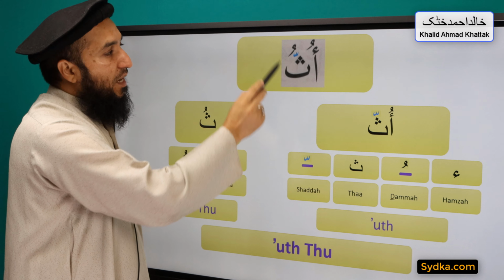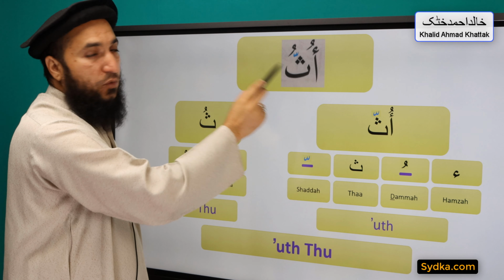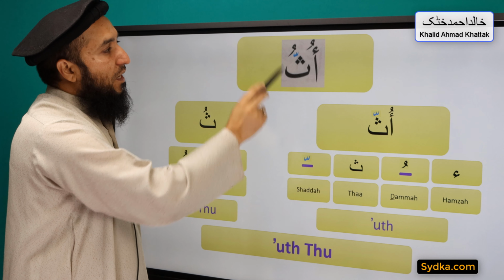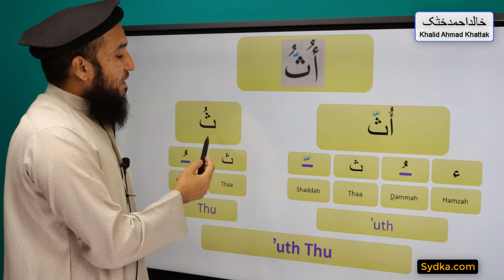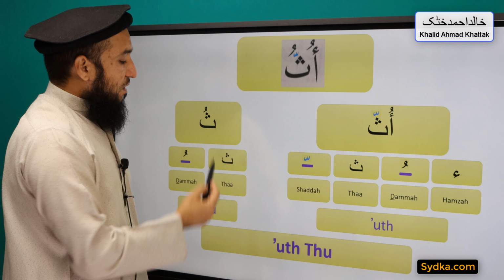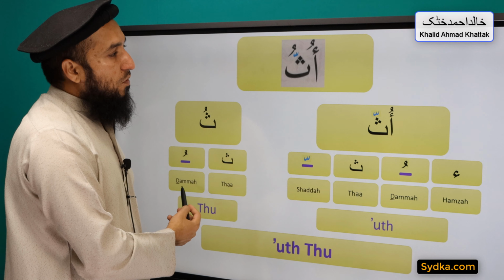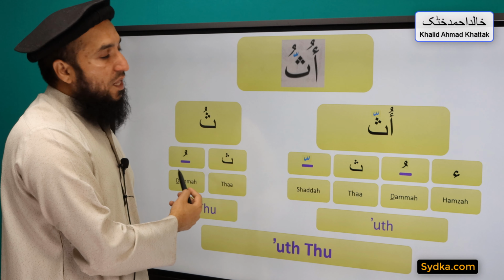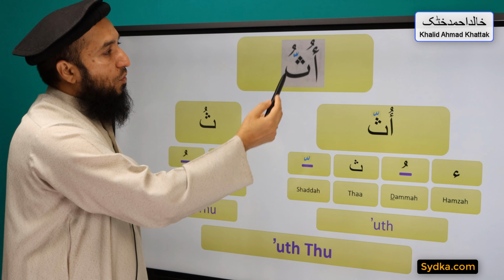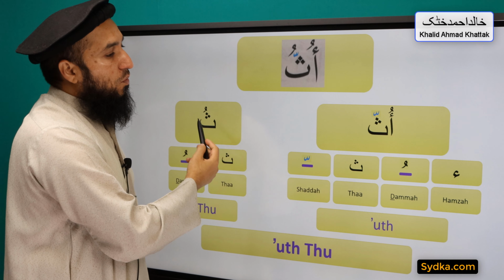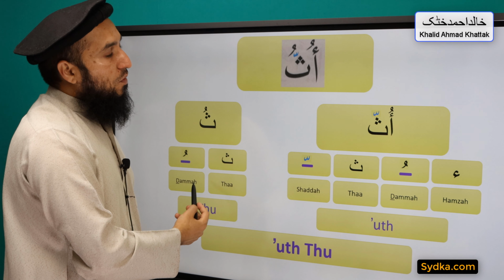Tha is a light letter, it has dhamma on top of it and it is prolonged for one count. Tha, dhamma, thu. Combining both syllables together we have utho, utho, utho.